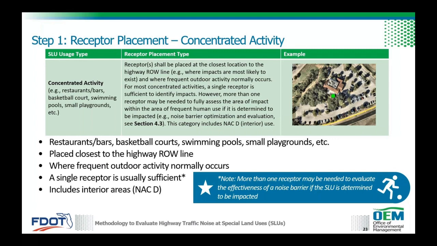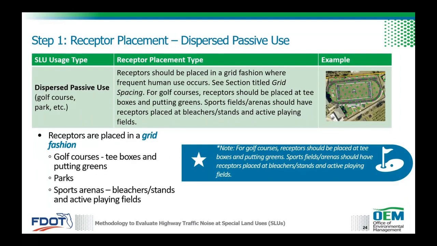Now let's look at dispersed passive use. For dispersed passive use, such as a golf course or a park where use is spread out through a large portion of land, a grid format should be utilized. The grid spacing depends on the acreage of the special land use area being evaluated and is discussed in more detail on the next slide.